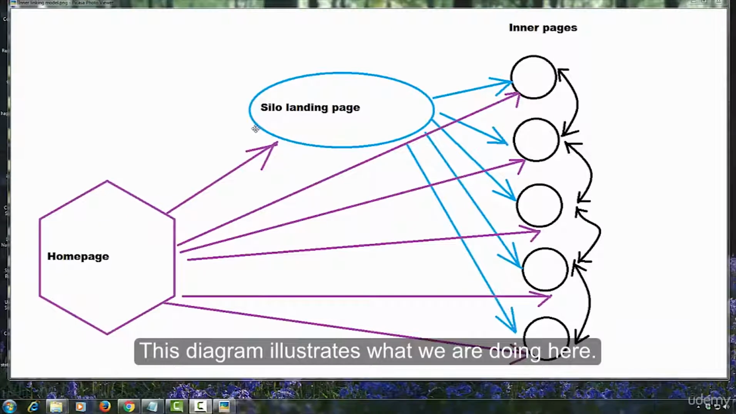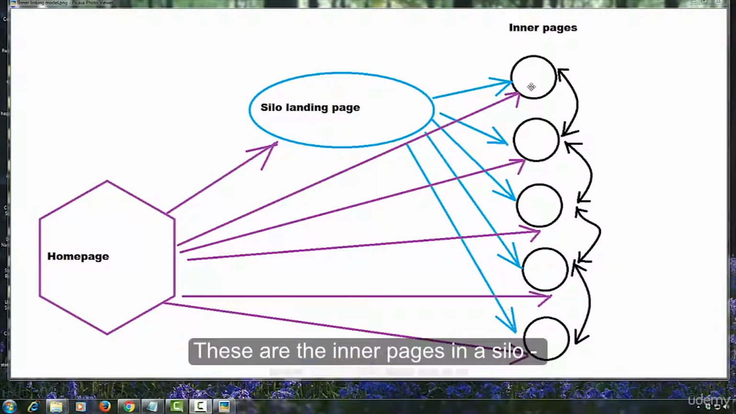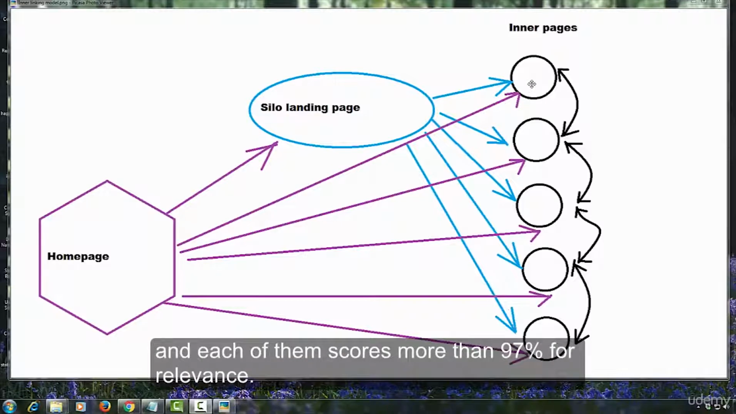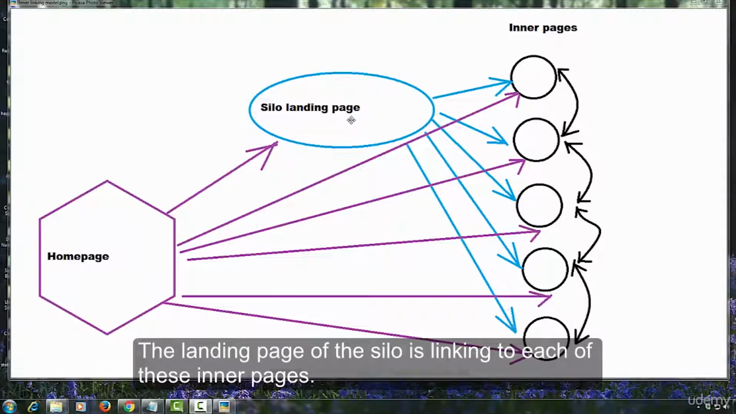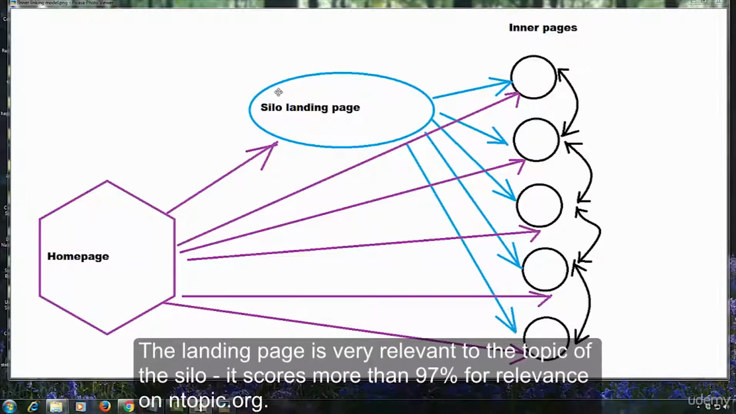This diagram illustrates what we are doing here. These are inner pages in a silo, and each of them scores more than 97% for relevance. Each of these inner pages are linking to several other inner pages within the same silo. The landing page of the silo is linking to each of these inner pages. The landing page is very relevant to the topic of the silo. It scores more than 97% for relevance on endtopic.org.